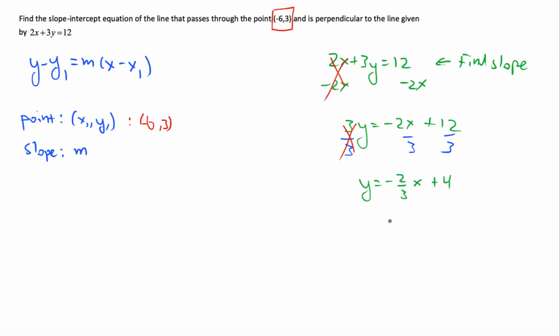So now the slope of this line here is -2/3. So what does that mean then? That means that the slope of the perpendicular line is going to be the opposite reciprocal. Well, this slope is negative, so we know the slope of the perpendicular line should be positive, and we take the reciprocal here. So the slope that we use for our line is going to be positive 3/2. Now we have the information that we need. We have the point, and we have found the slope that we're going to use.